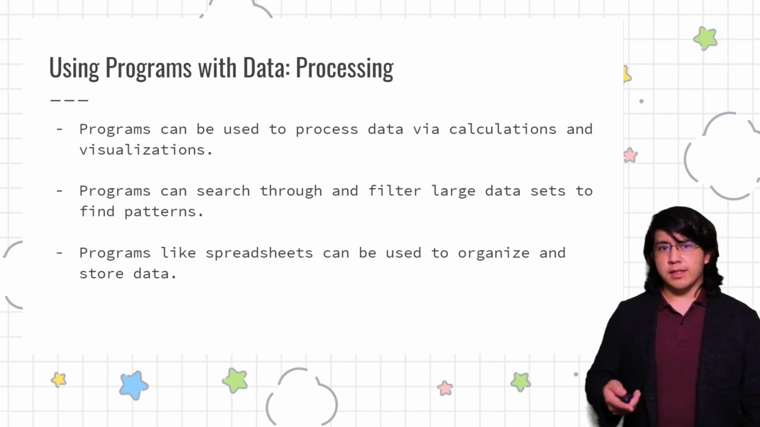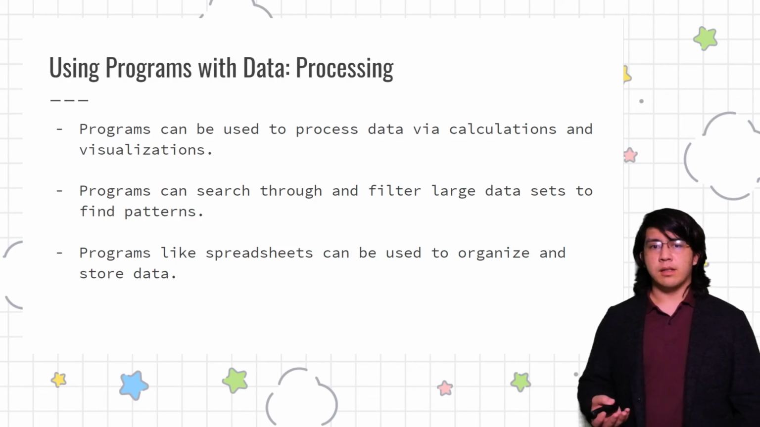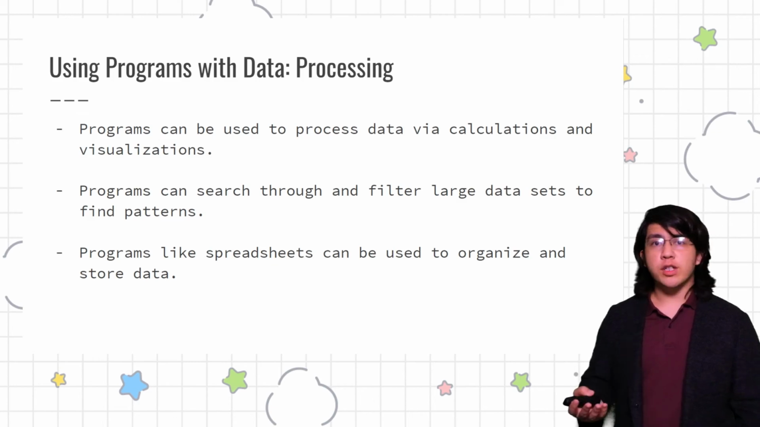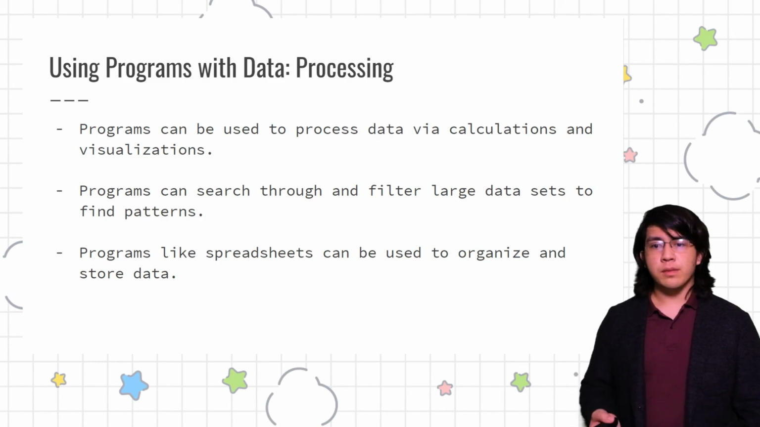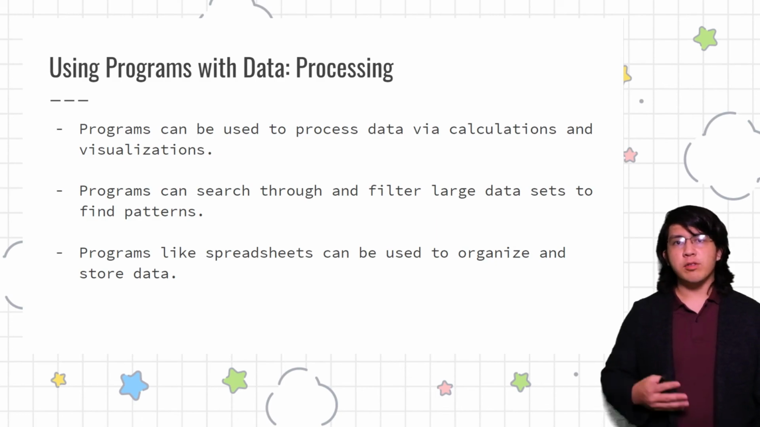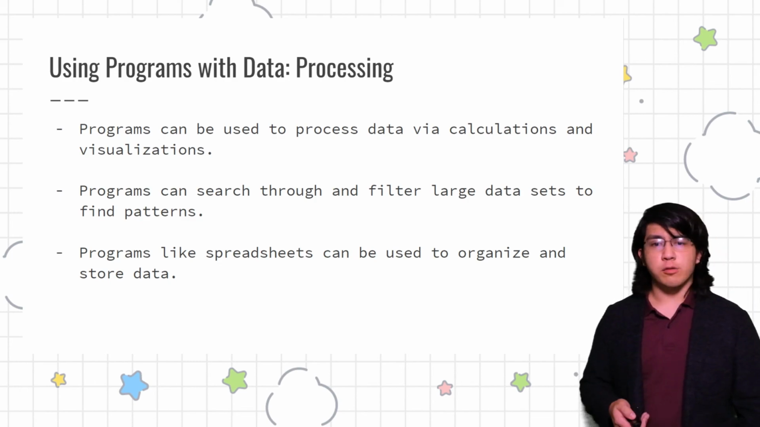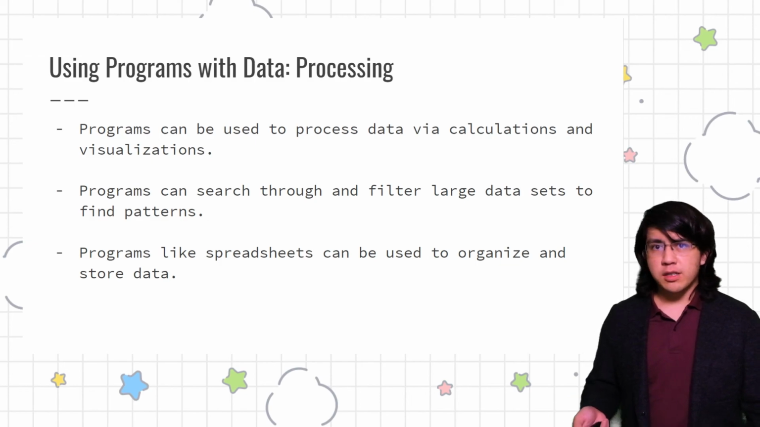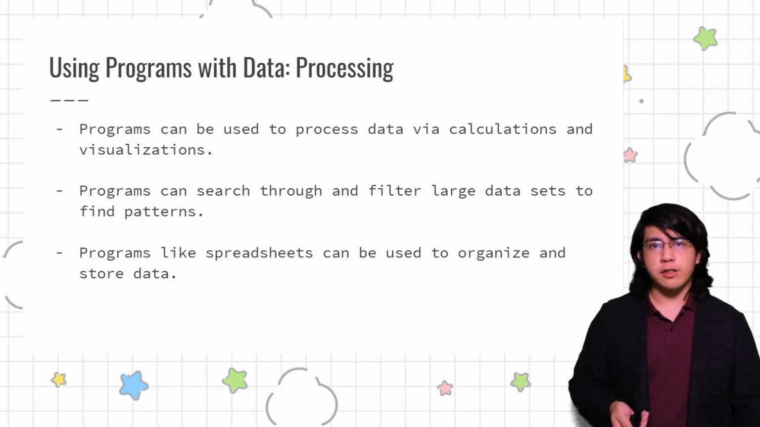Now that we have this data, we need to do something with it, and computers can help us do that via processing. The programs can be used to process the data, maybe by calculating it, maybe converting the units, maybe multiplying it through by some constant to make sure they all look uniform. It can also create visualizations. These programs can go through large data sets, search through them, filter things out, and let you line things up to find patterns and correlations that you wouldn't have noticed otherwise. For example, on a spreadsheet, you can rearrange and order columns so that you can see the correlation between two factors right next to each other.